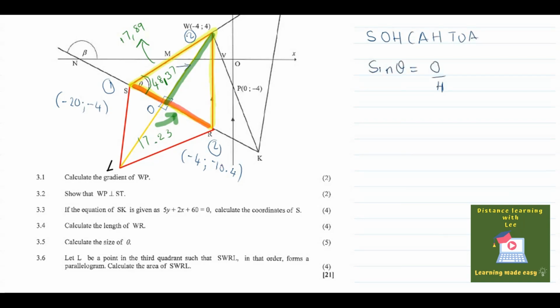right? So we know that sine of theta is equal to opposite over your hypotenuse, right? Okay, so I'm just going to put that down here. We know that our theta is equal to 48.37. So we're just going to fill that in. So it's going to be sine of 48.37.